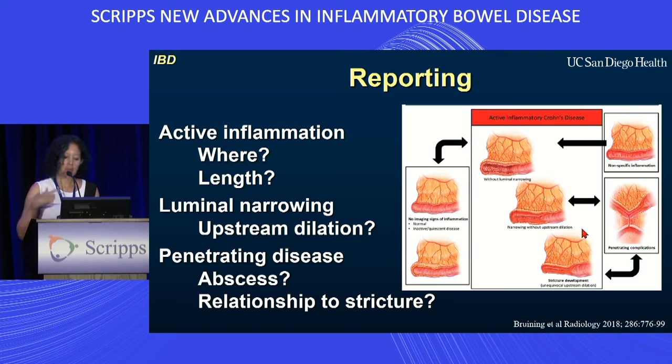And then the element is there penetrating disease? Is there an abscess? And also importantly, what is the relationship of that penetrating disease to the stricture, right? Because if we've got a stricture downstream of that area of penetrating disease, it's just not going to help things out. And so we want to give you those anatomic relationships as well.